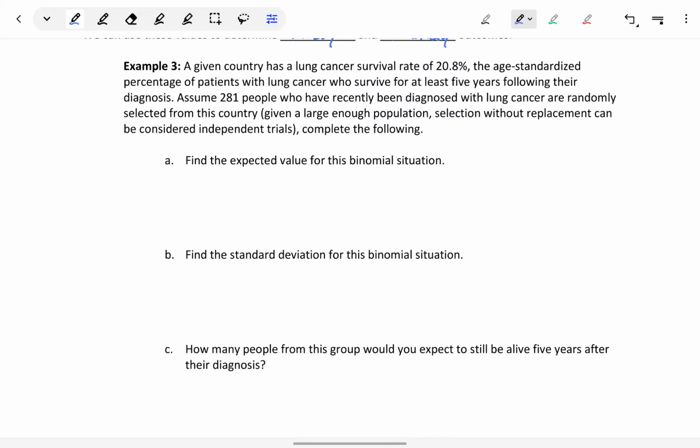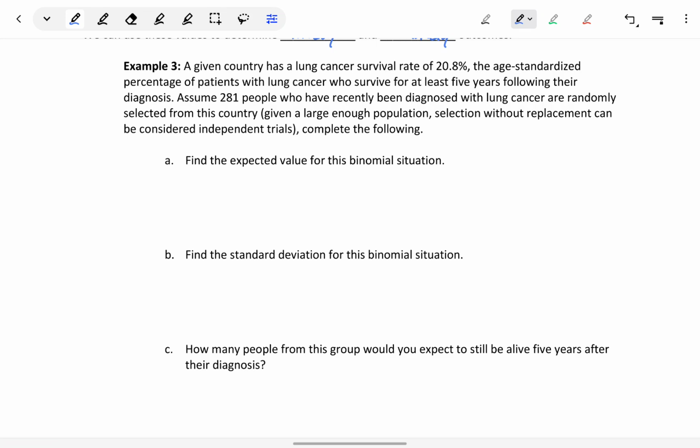In example 3, a given country has a lung cancer survival rate of 20.8%. The age standardized percentage of patients with lung cancer who survive for at least 5 years following their diagnosis. Assume 281 people who have recently been diagnosed with lung cancer are randomly selected from this country. Given a large enough population, selection without replacement can be considered independent trials, which again allows us to consider this a binomial experiment. We want to complete the following.